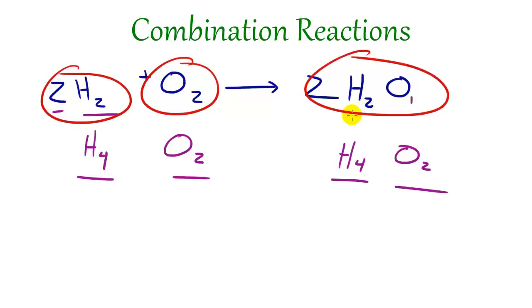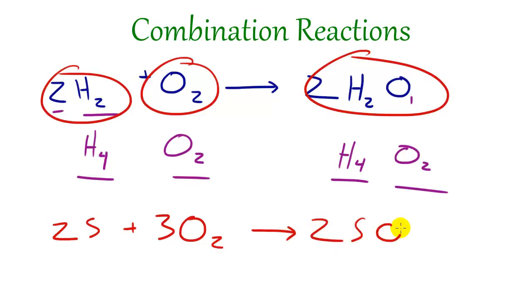In this example, 2 molecules of water, H2O. So say we have 2 sulfur atoms, so 2S. Now 2 sulfur atoms can combine with 3 O2 molecules, and O2 is pretty much 2 oxygens bonded together, and this could form 2SO3. Now SO3 is sulfur trioxide.